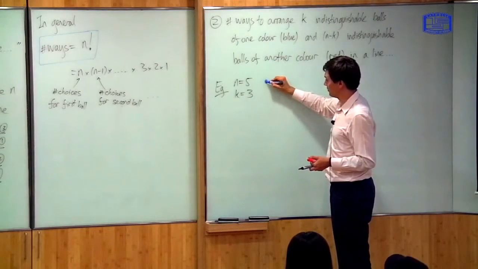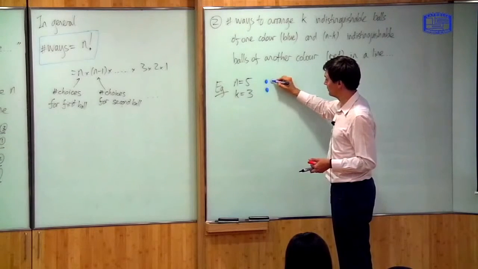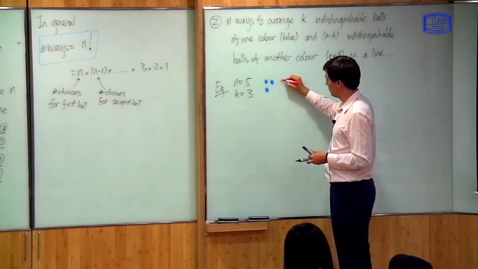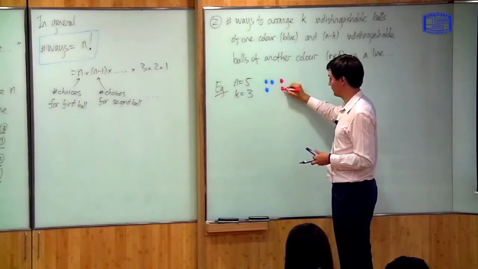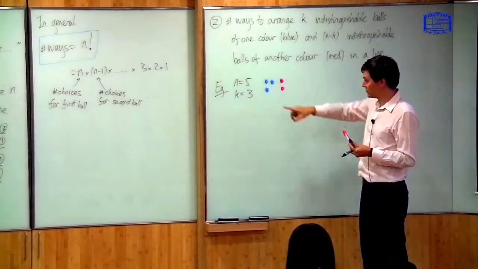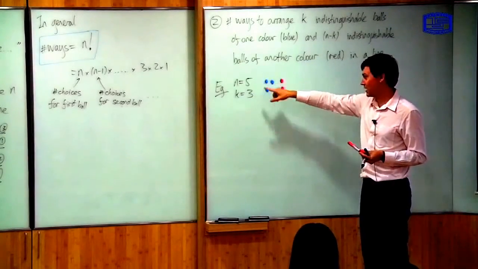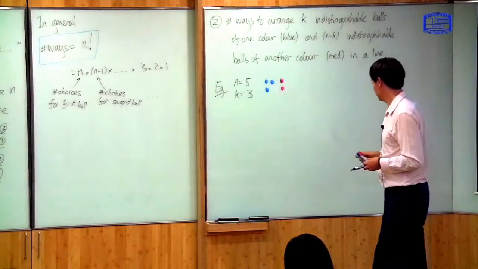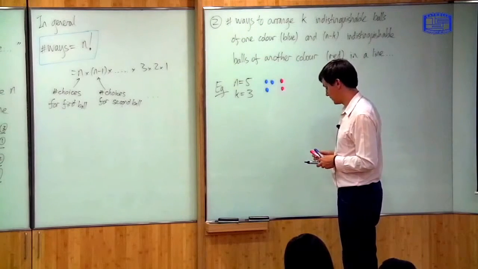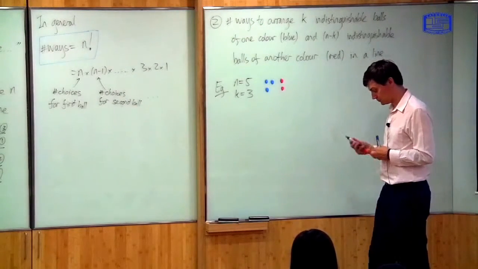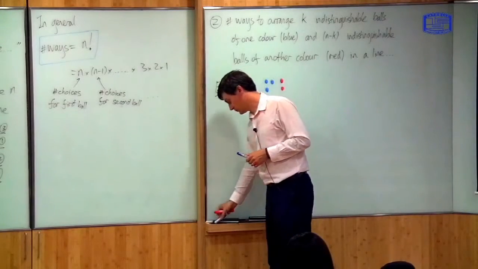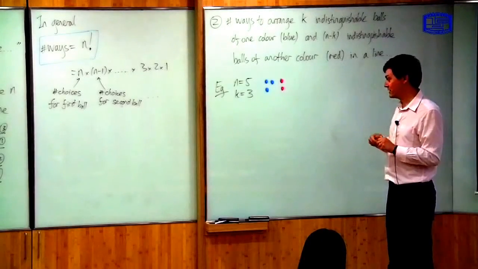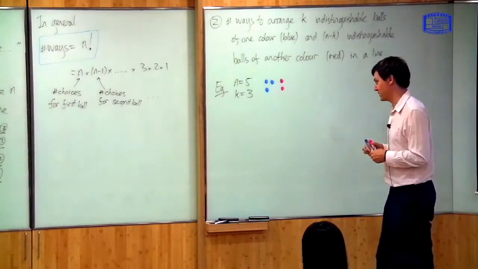So if I draw it, I've got 3 blue balls like this. Two red balls like this. And I can't tell the difference between the blue balls. They all look the same. And again, the 2 red balls all look the same. So how many ways can we arrange these in a line? Well, I'll just do it first, and then I'll explain the formula.